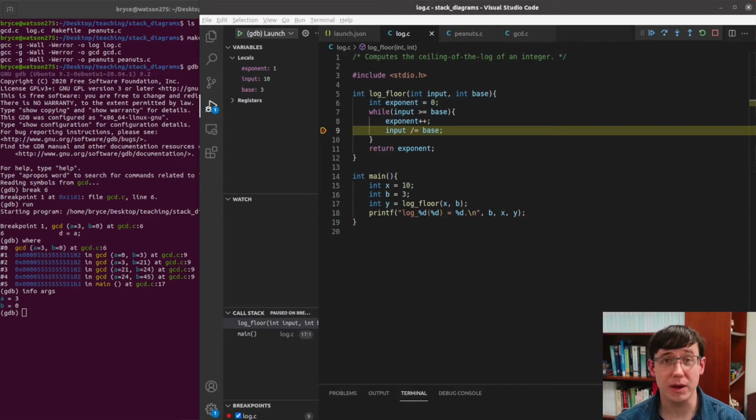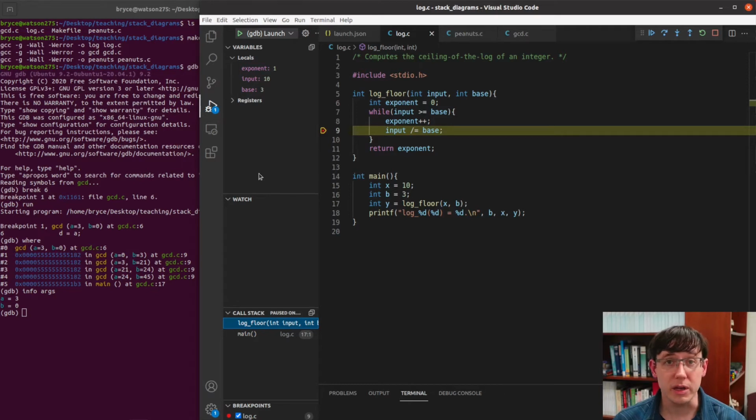This video is about drawing stack diagrams, which are a way to visualize what's going on in memory while a program is running. Stack diagrams show us much of the same information that we can get from the debugger, either at the command line or within VS Code, because they keep track of the functions that are executing and the local variables in each of those functions.